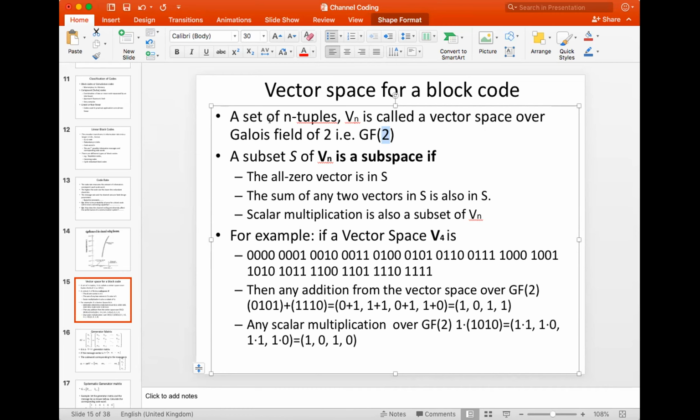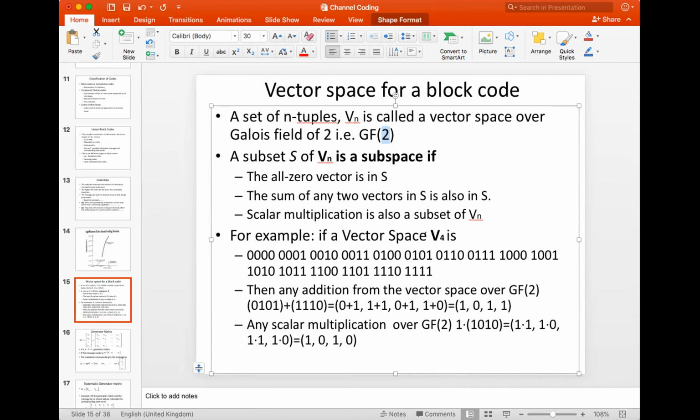Okay, so the 0 set is always a code word. And if you sum any two code words, you should always have a subset. The sum of two code words is a subset of your code word. The scalar multiplication is also a subset of your code word. And of course, the scalar addition is also the same thing.